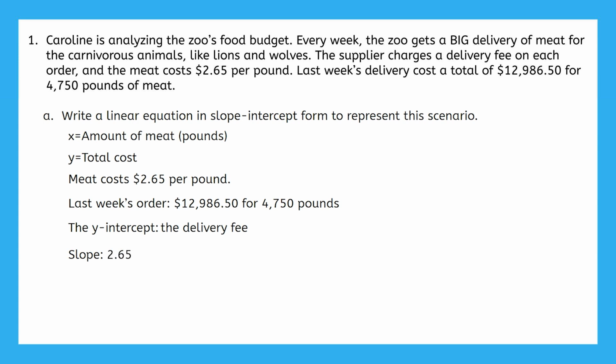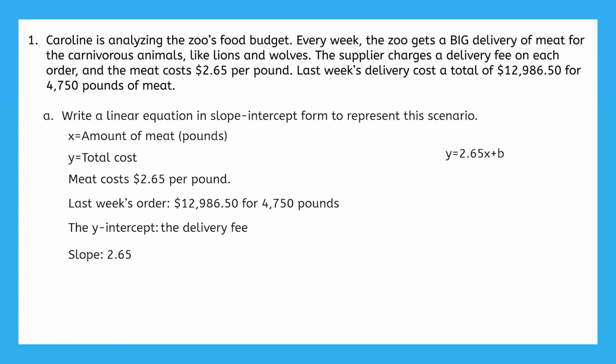So the slope is going to be 2.65. Application problems can take a while to get through, so it's always good to stop and take a look at your work once in a while. We know what x and y represent. We know what the slope represents, and that it's 2.65. And we know what the y-intercept represents, but we don't know what number it is yet. Our ultimate goal is to figure out how much the delivery fee is, which we now know means we just have to find the y-intercept from this equation.